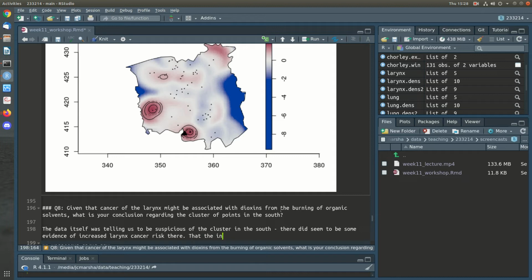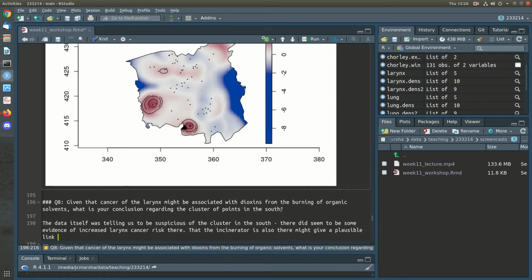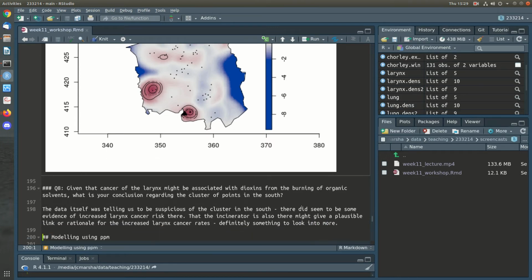That the incinerator is also there might give a plausible link or rationale for the increased larynx cancer rates. Definitely something to look into more. Okay.